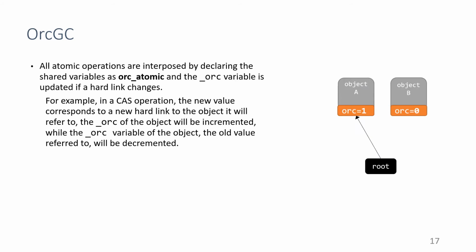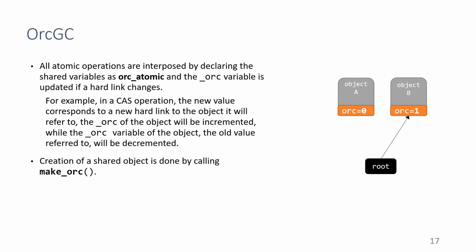All shared variables must be declared OrcAtomic instead of std::atomic to allow the _orc variable to be updated every time a hard link changes. We can see an example with the compare and swap operation. First the root pointer is pointing to object A and will change to refer to object B. This means one less hard link to object A and an extra hard link to object B.